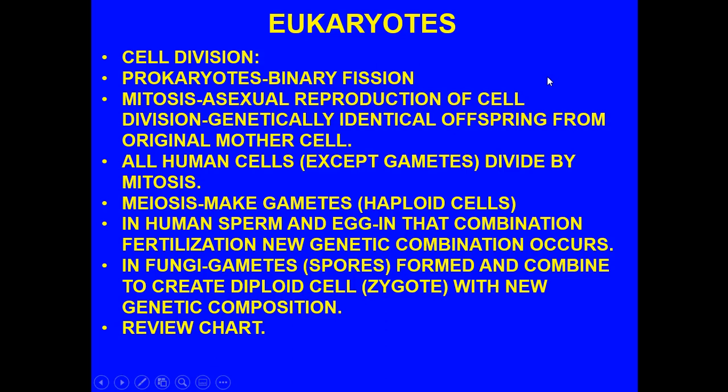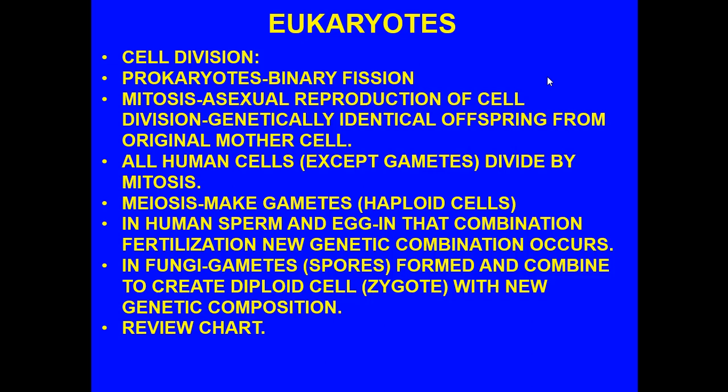Now, cell division. Quickly, we will go over this. In the prokaryotes, it's always binary fission. Eukaryotes have two options. One, an asexual reproduction of the cell division, basically mitosis. You end up generating genetically identical offspring from the original mother cell. For example, all human cells, except gametes, divide by mitosis.